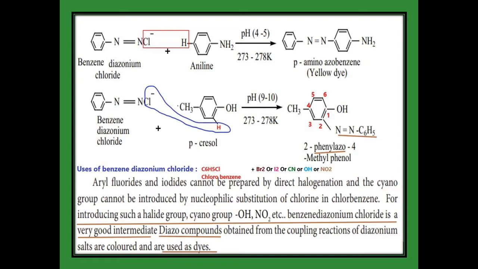Benzene diazonium chloride is a very good intermediate, and we get the above compounds by replacement reactions. Then from the coupling reaction we get azo compounds. These azo compounds are colored, so they are used as dyes.